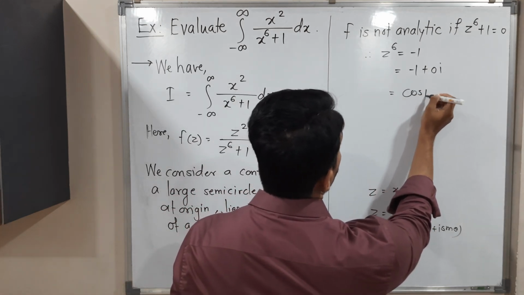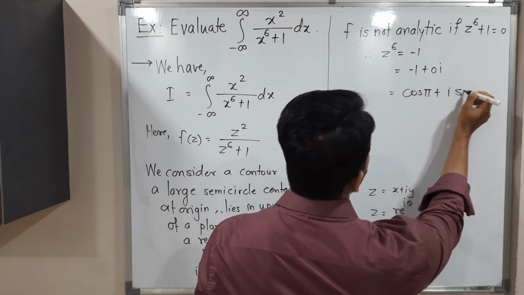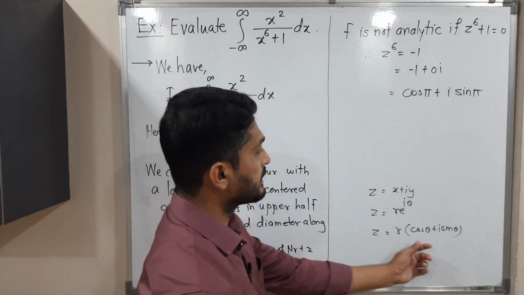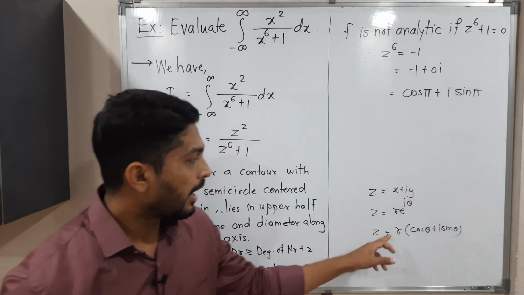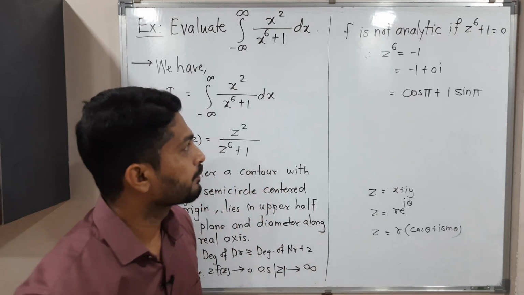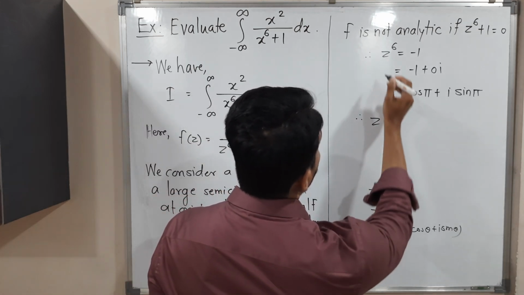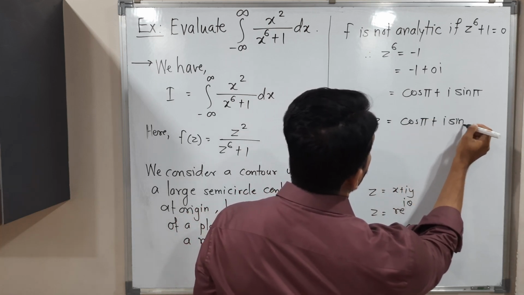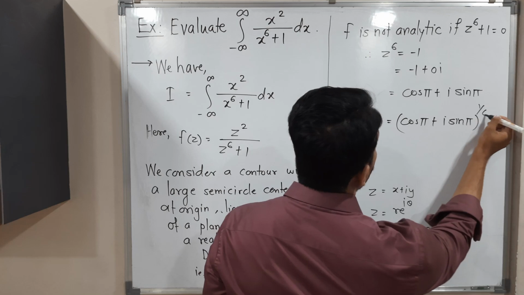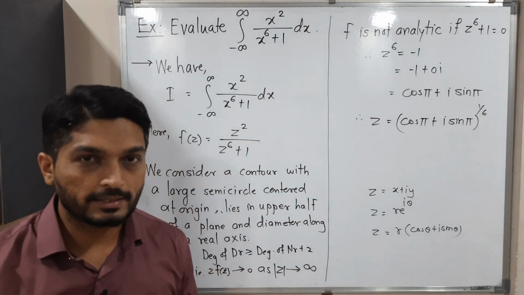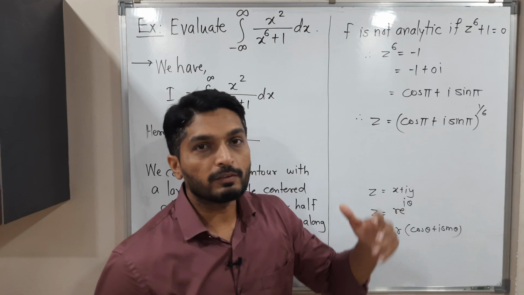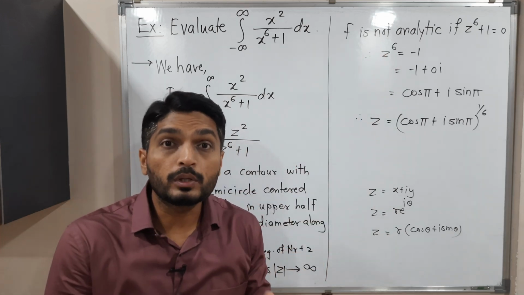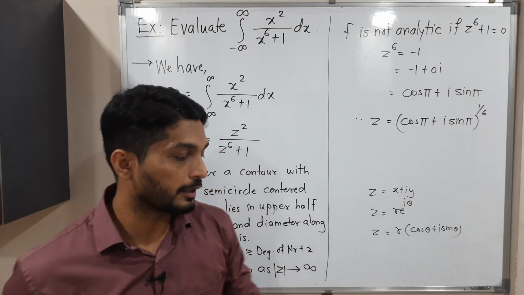Minus 1, that means we can write cos pi plus i, 0 means sin pi, right? Cos pi is minus 1, sin pi is 0. So I express it in the form cos theta plus i sin theta. R is not there, that means r is 1. After that, I will take the 6th root of both sides. So (cos pi plus i sin pi) whole raised to 1 by 6. After solving it, we expect to get roots, but the power is 6, so it is expected to get 6 different roots. Let us try to find them.